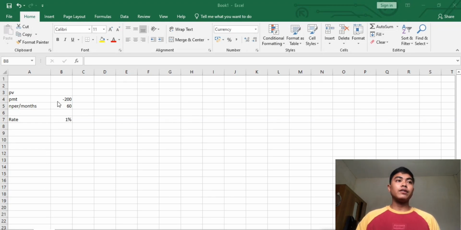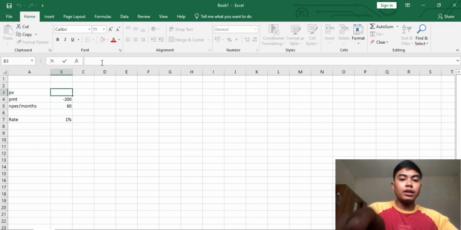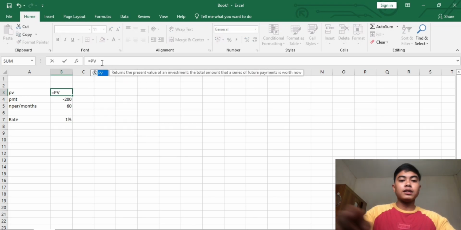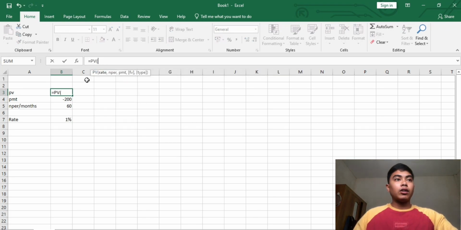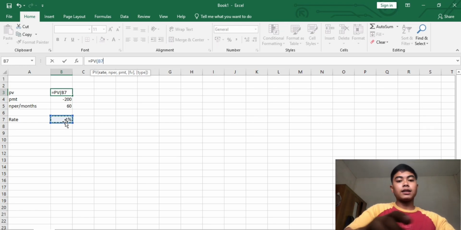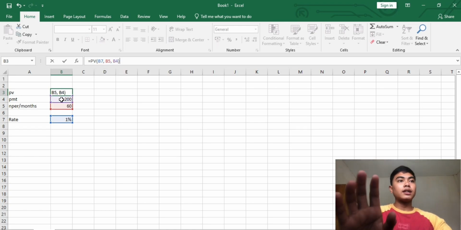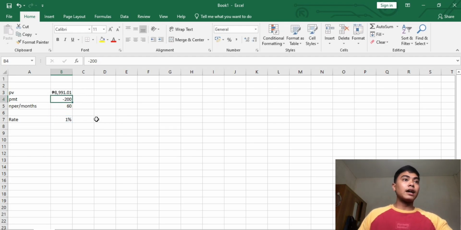Another formula that is in connection to the rate computation is the present value computation. So we have here the given payment of negative 200, the NPER or months of 60, and the rate of 1%. We will trace back now the present value. To do that, we just need to input the PV formula, then open parenthesis. We input the rate 1%, the NPER of 60, and then the payment of 200. Then close it and guess what amount we arrived at. It is 8,991.01.